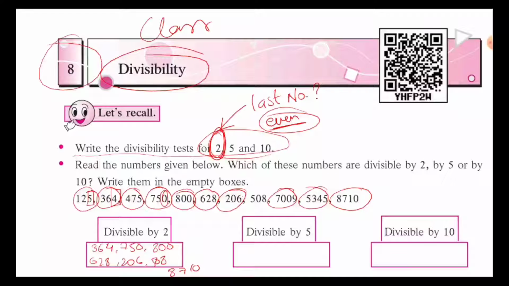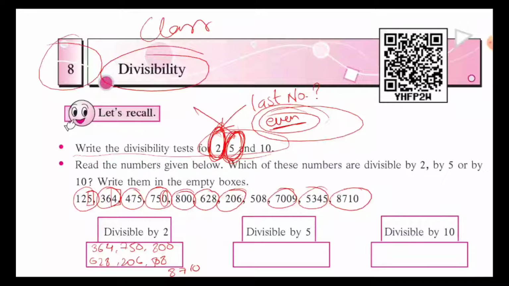So for checking the divisibility test for 2, you just have to check the last digit. If it is an even number, then it is divisible by 2. If it is an odd number, it won't be divisible by 2. Now let's check the divisibility test for 5.